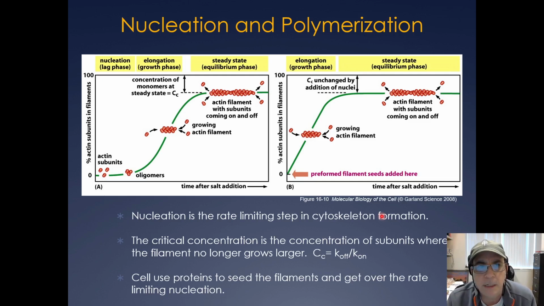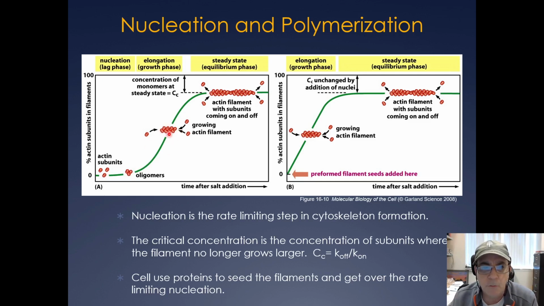Okay, here are two very important concepts that I want you guys to know: nucleation and polymerization. Typically if you have individual subunits, in this example actin subunits, there's a rate limiting step where they basically have to oligomerize and come together, and that creates a seed for the filament growth.